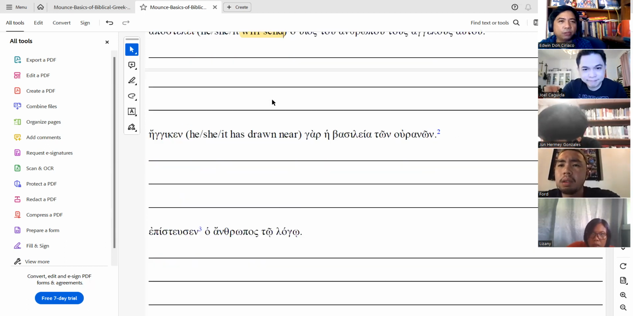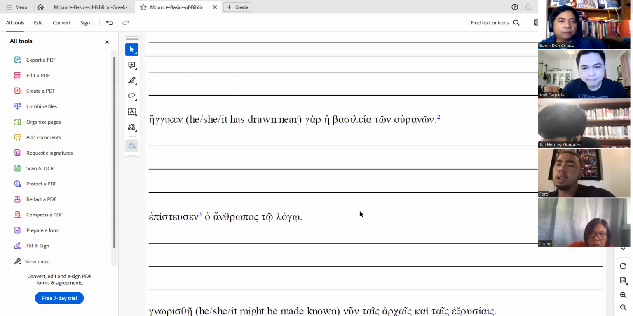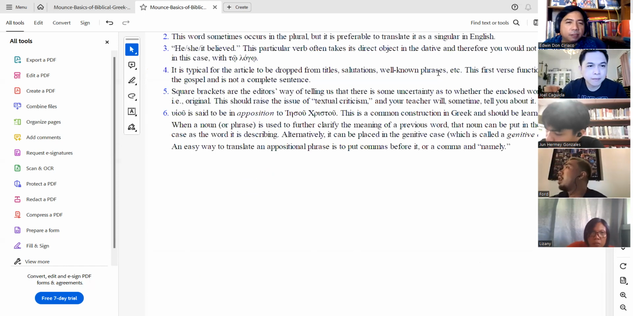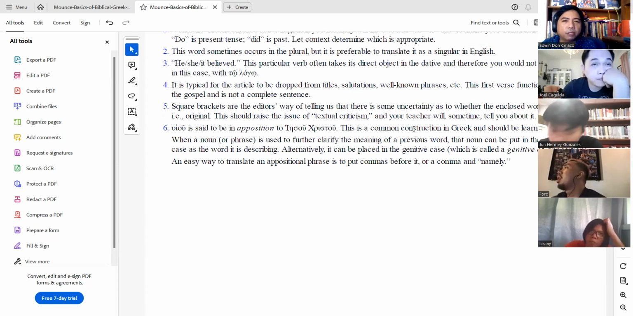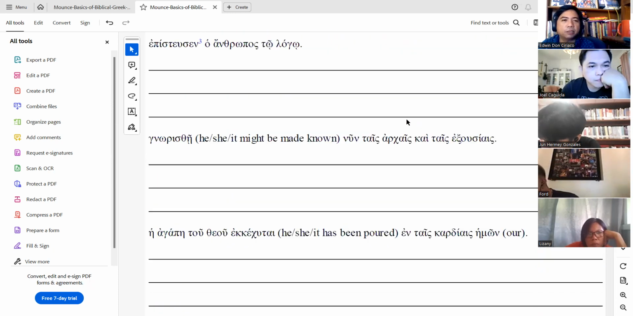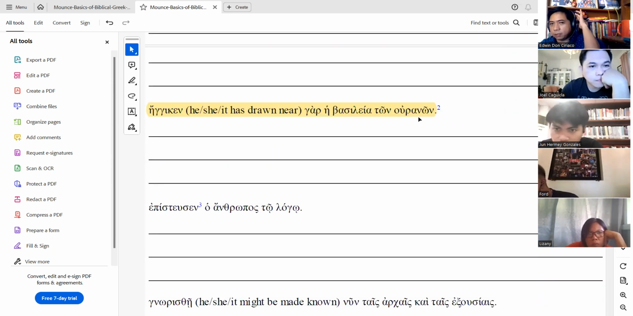Now, June. There is a footnote here: this word sometimes occurs in plural. The heaven or heavens, it sometimes appears in plural. It has drawn near for them, the kingdom of heaven.